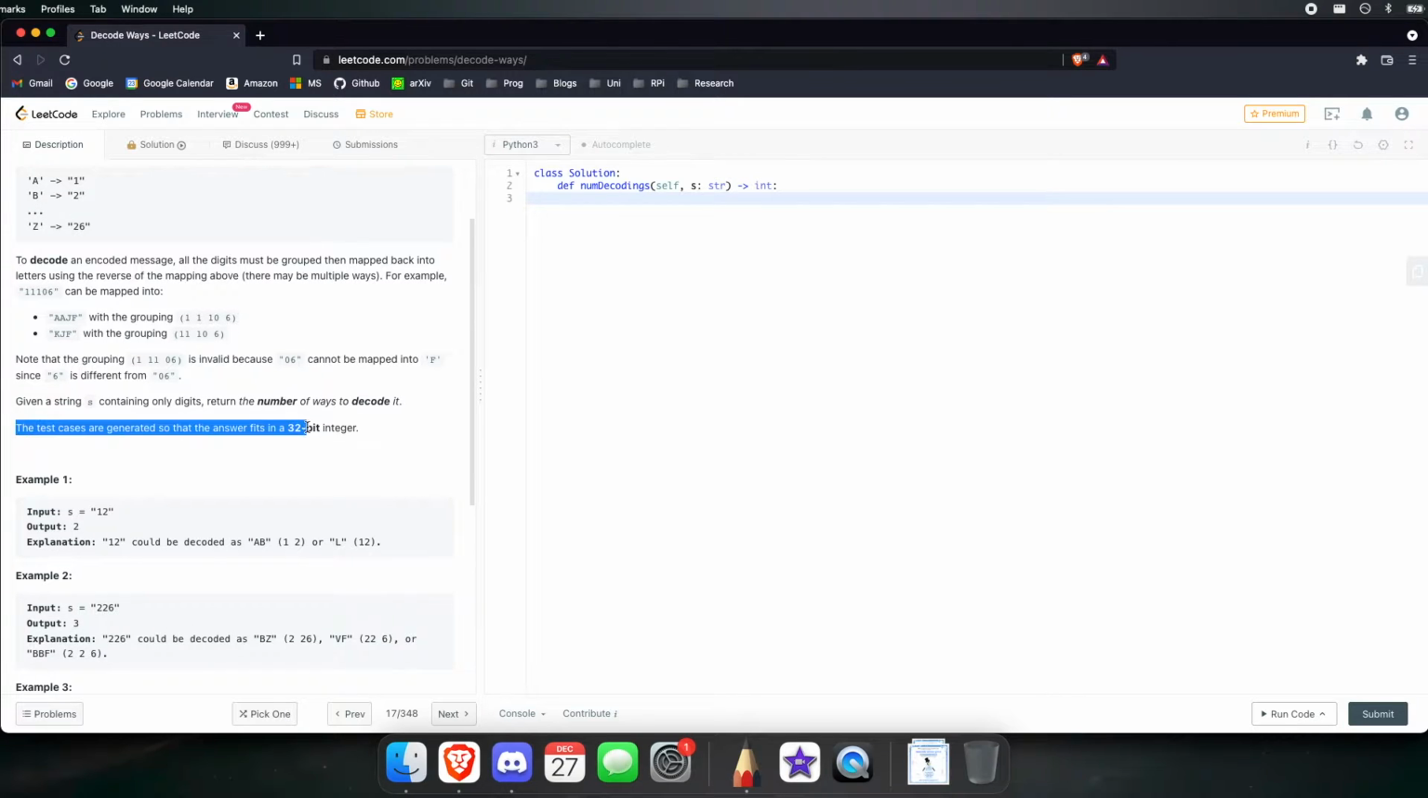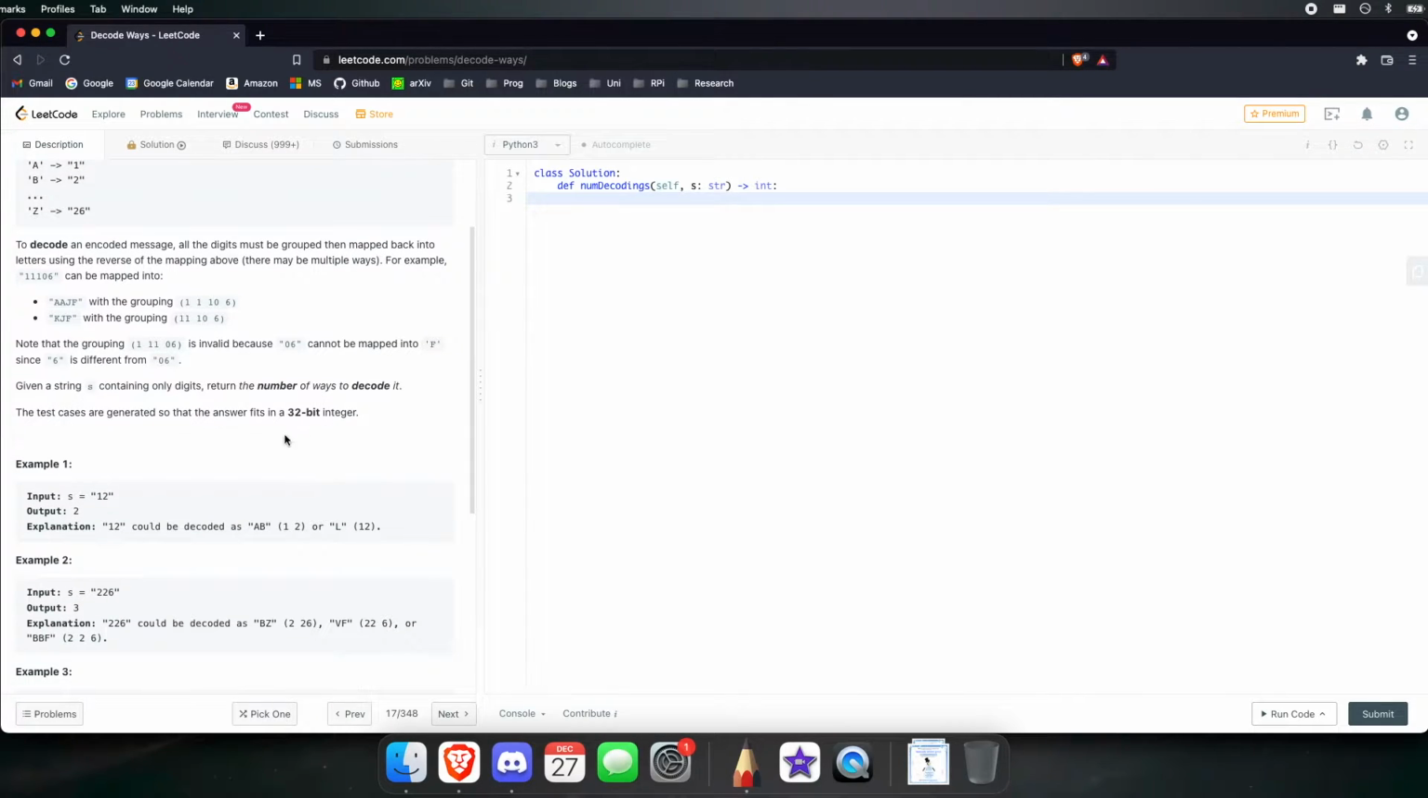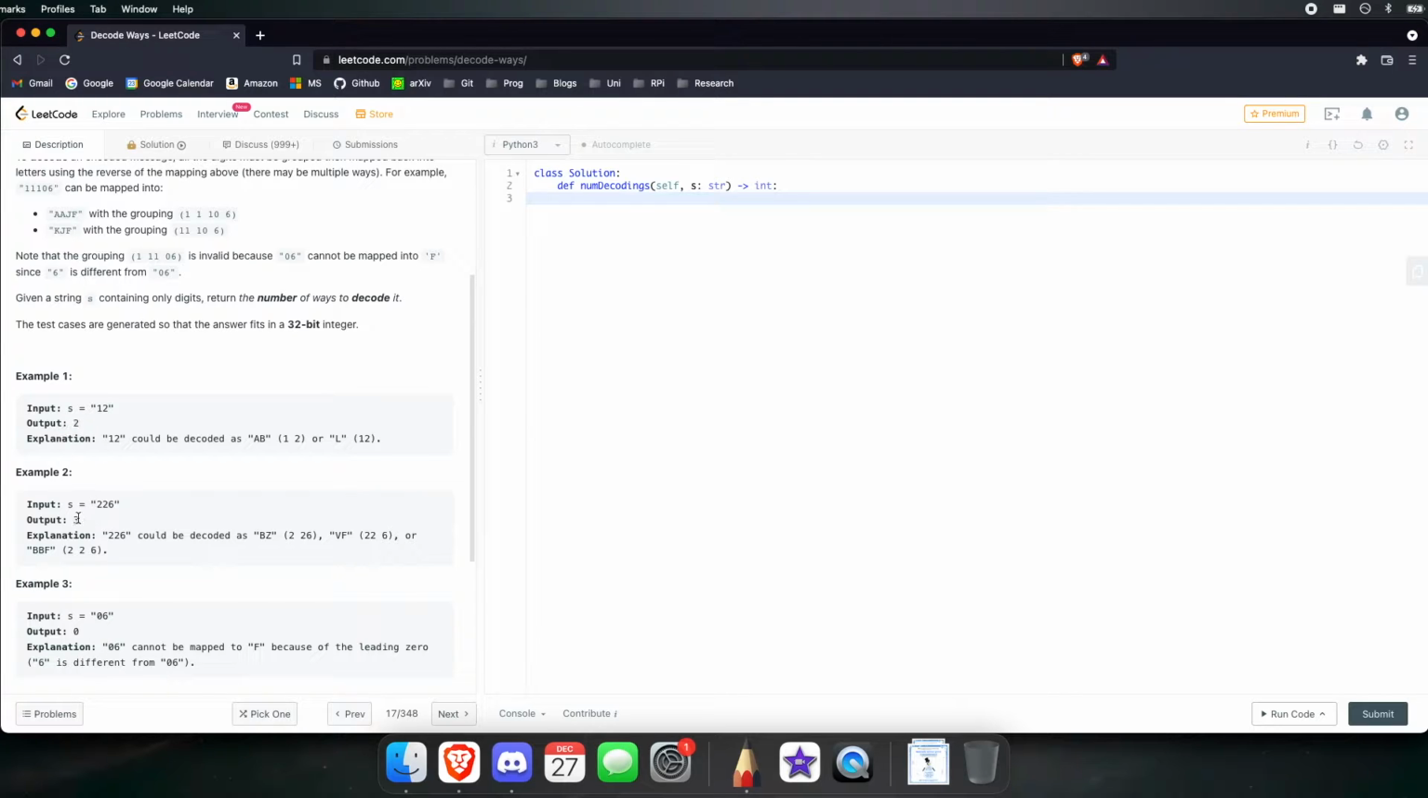They also want us to keep in mind that the test cases are generated so that the answer fits in a 32-bit integer, which is basically telling us not to worry about any overflow, and we don't have to do any modulo operation on the final answer. Instead, we can just return the output as is.